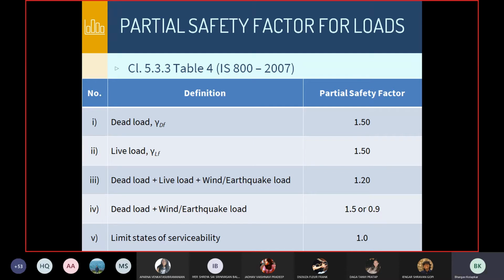Therefore, for all limit states of serviceability, we always use a partial safety factor of 1. Now, there are rare cases of 0.8 and so on. We're not going to get into that. Just filtering the information that we need.